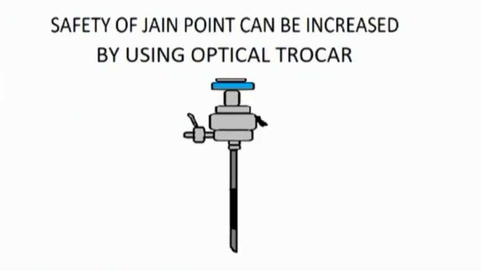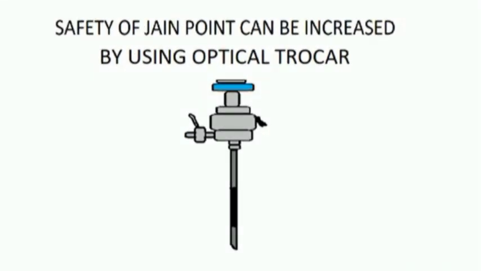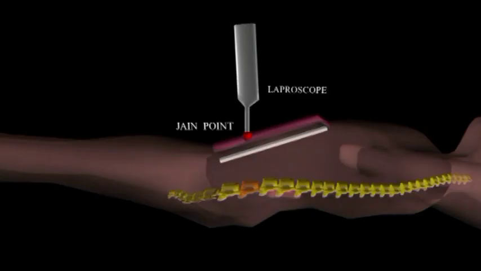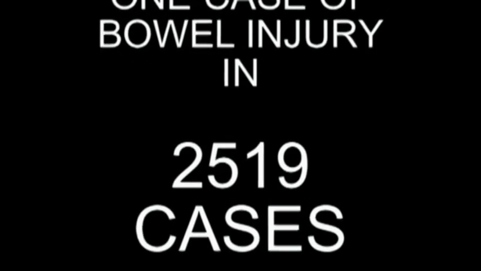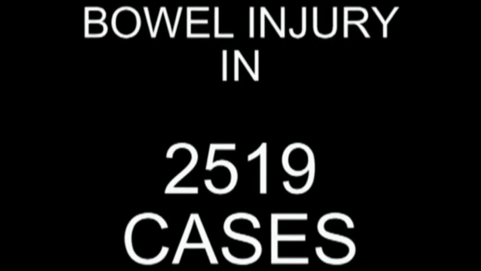The safety of Jain point can be increased by using optical trocars. Charnamian threaded trocar can be used. In Jain point study, reusable trocars have been reported to be safe. Entry through Jain point is very safe. The incidence of injury to any internal organ is very less, that is 0.04%. Among 2,519 cases, only in one case, small intestine was injured, which was repaired immediately.